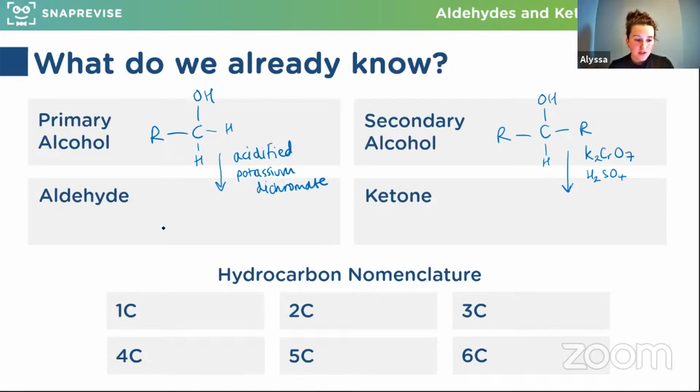So good question. Could we not just do K2Cr2O7 with H+? They sometimes will accept that. If it's asked you to name the reagents, I don't think they would allow it, because you're not naming a reagent, you're kind of giving a condition.